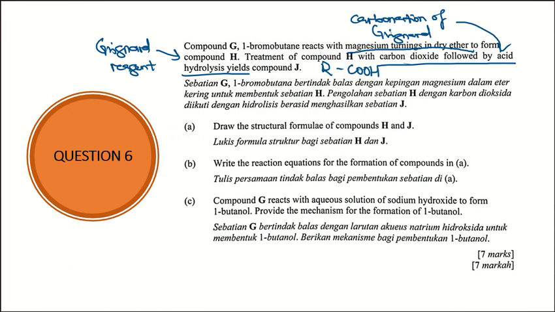Okay. So A, draw the structural formula of compounds H and J. B, write the reaction equation for the formation of compounds in A. C, compound G reacts with aqueous solution of sodium hydroxide to form 1-butanol. Provide the mechanism for the formation of 1-butanol.